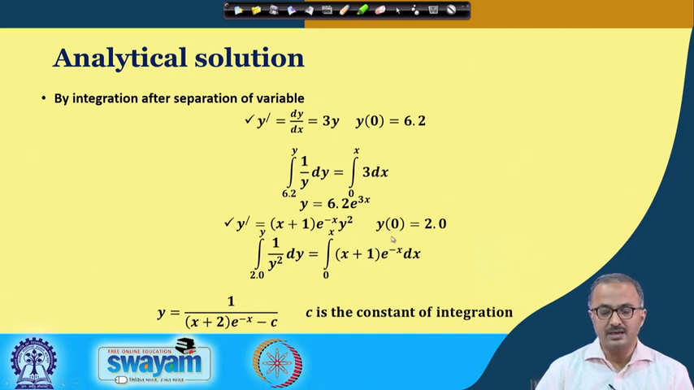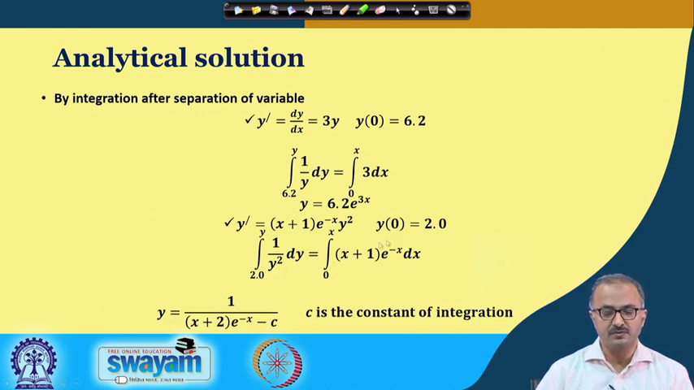Now, y at x equal to 0 is given to be 2. With this again we can easily separate the variables out. We can take the dx term on the right hand side and the y square term on the left hand side, and we have a clear separation of the two variables x and y.